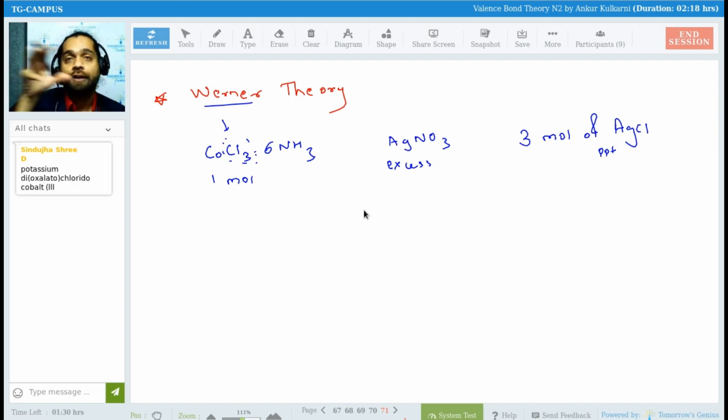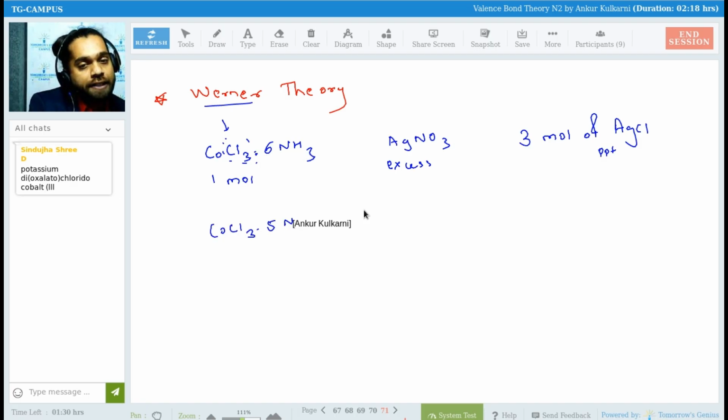Nice. Now Werner was like, why stop over here? So by heating, Werner removed that extra ammonia and took only 5 NH3, and again he put excess of AgNO3. Again he took this as 1 mole.